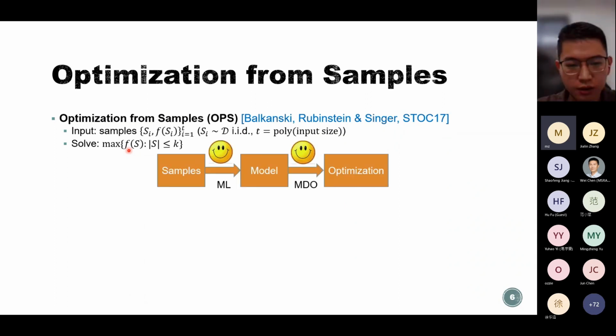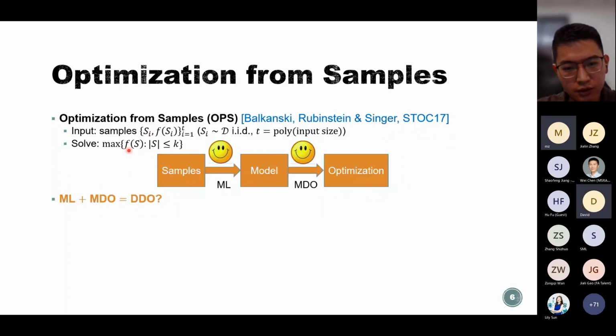One may think, now that we have some samples, we can use these samples to learn the model parameters. Once we get the models, we can use the model-driven optimization to solve the problem. So if the machine learning can be done very well and the model-driven optimization can be done well, then one may expect that the overall optimization can be done very well. This raises the following problem: whether machine learning plus model-driven optimization can solve the data-driven optimization. This is an interesting problem.